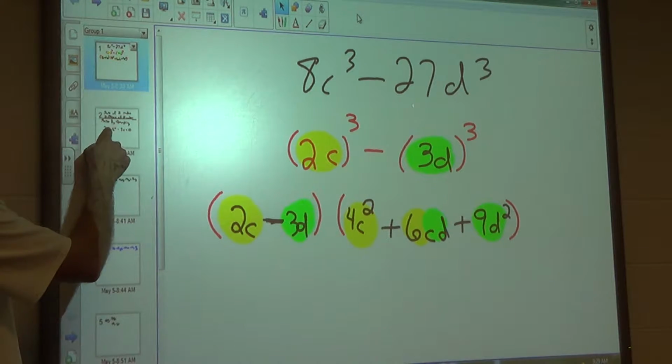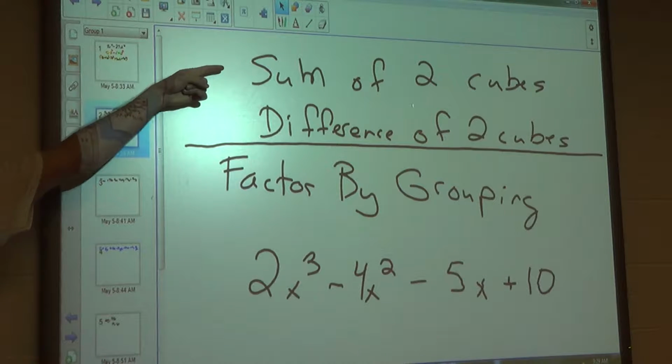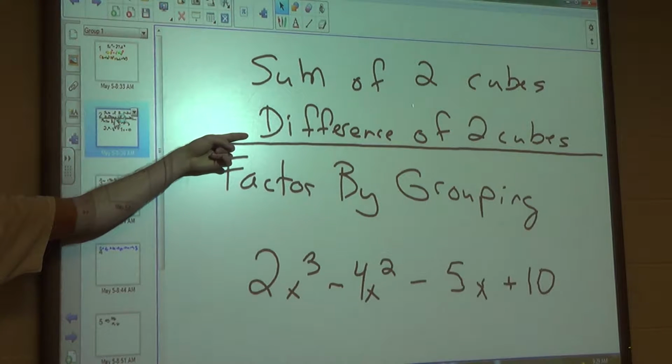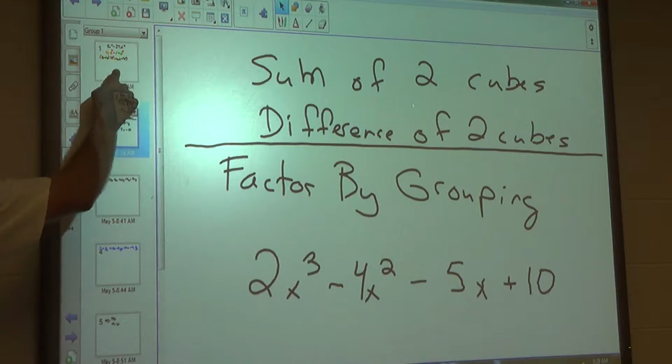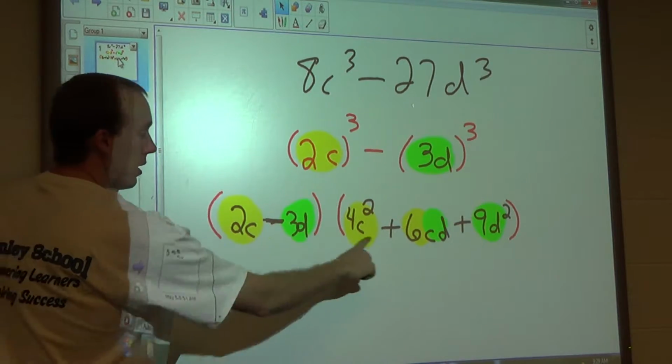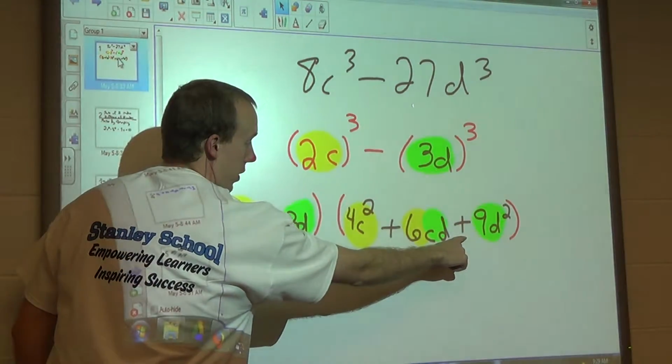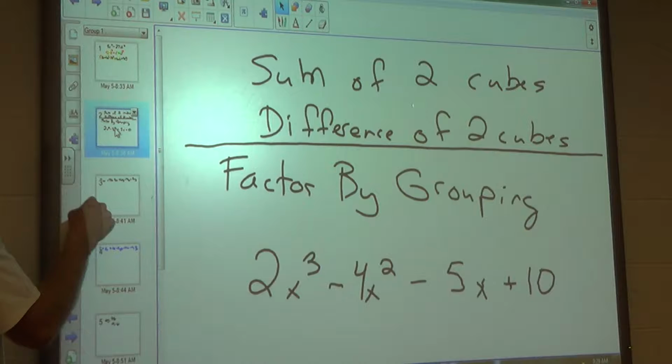So yesterday, I taught you both of these: the sum of 2 cubes and the difference of 2 cubes. We just did the difference. The sum is the same thing except the signs are flipped. So this would be a plus. This would be a minus. This is always a plus. Okay, otherwise it's the same thing.